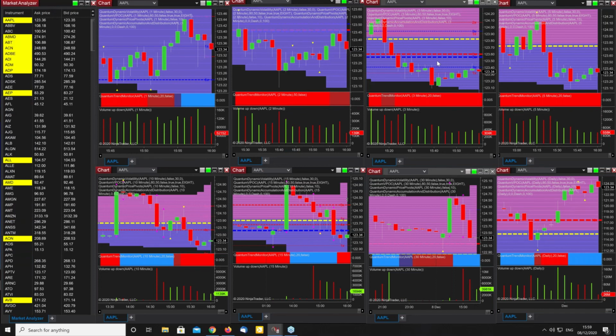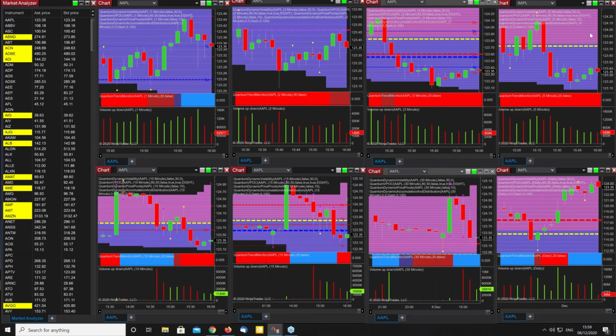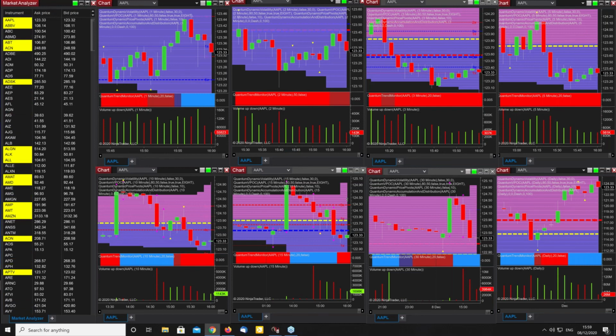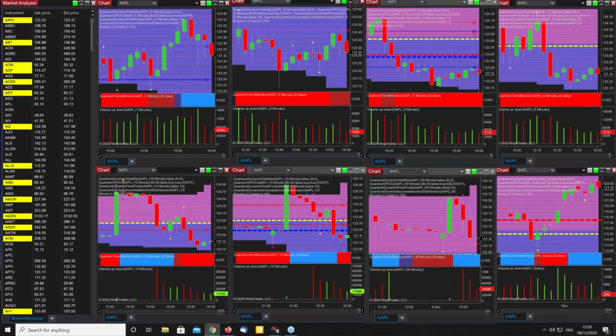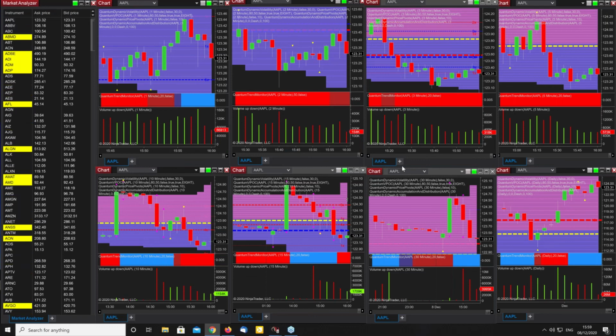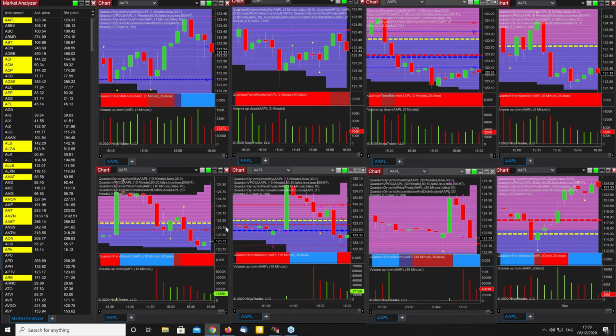VIX is still dropping. It's down at 21.19, and the Dixie has paused a bit. It's 90.90, just having a bit of a break there. So there we go. That's it.